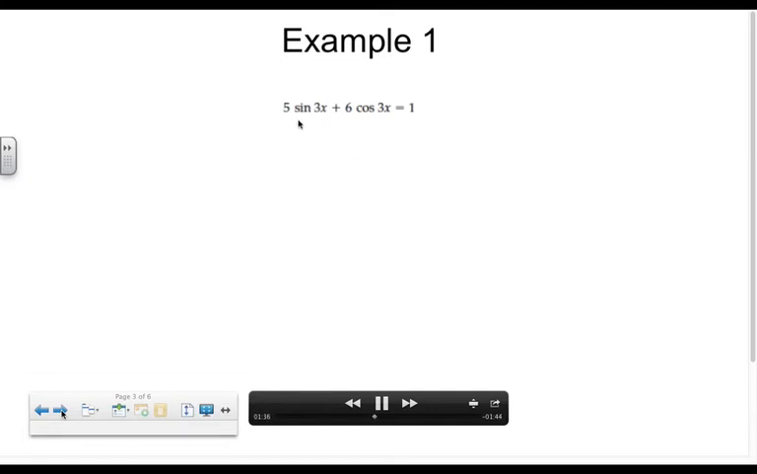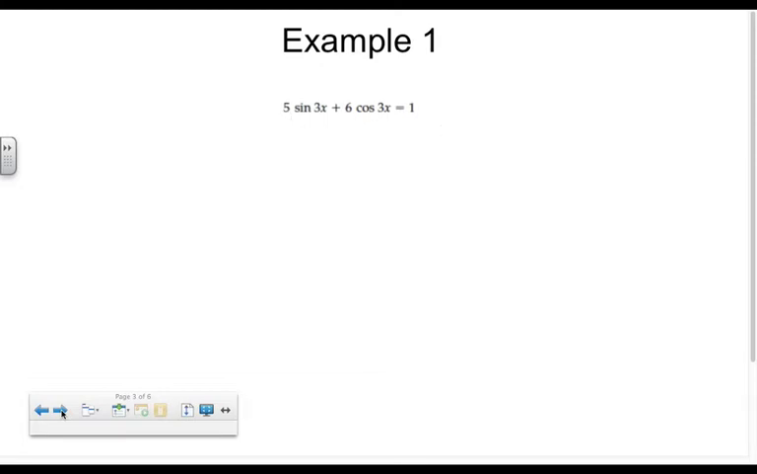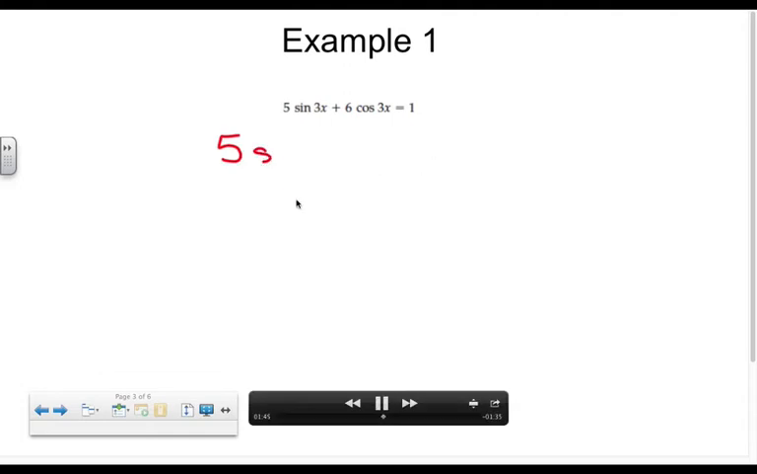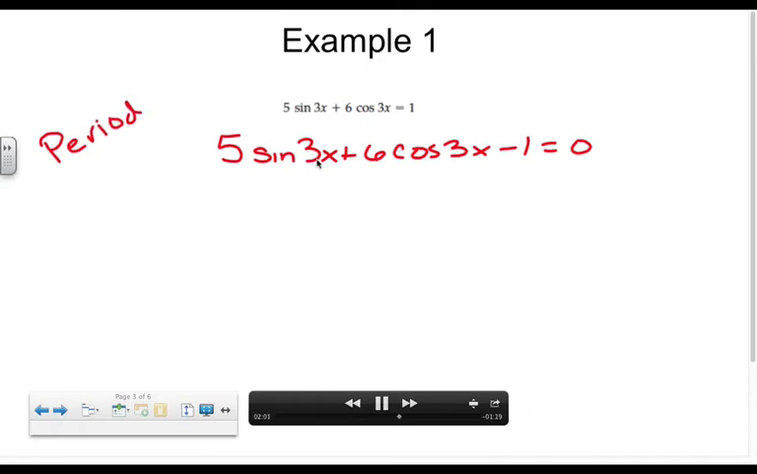So here we're going to solve this equation. The first thing we need to do is set it equal to 0. So we have 5 sine 3x plus 6 cosine 3x minus 1 equals 0. Then we have to find the period. Both sine and cosine have the same b value, which is important. Otherwise, you'll actually have to look at your graphing calculator to figure out which one. So it's 2 pi over 3. This is our period, which is what our solutions are added to.